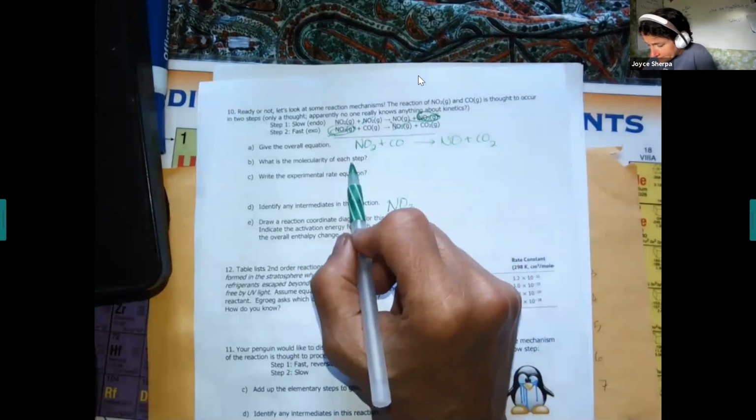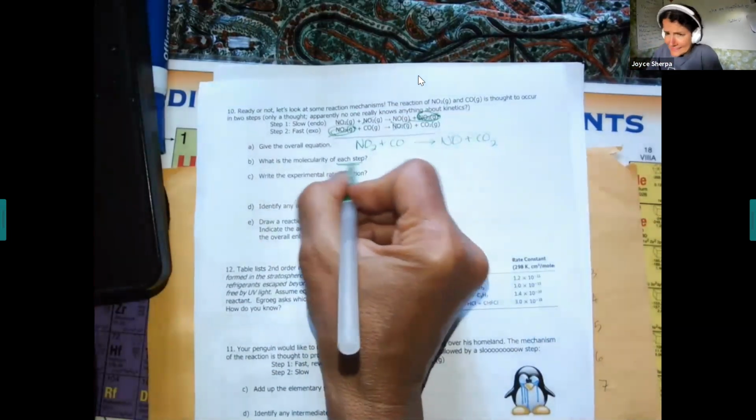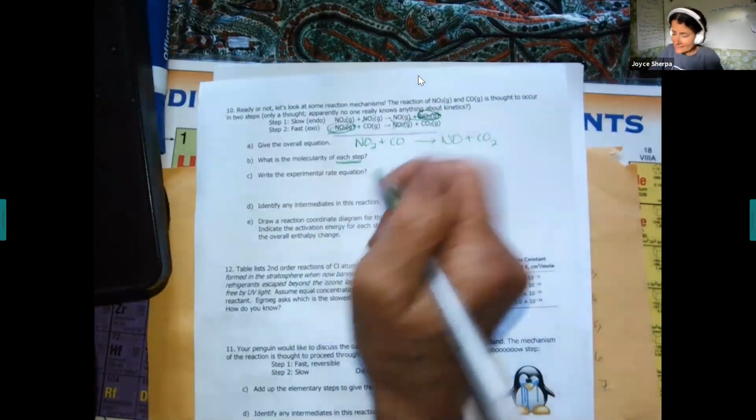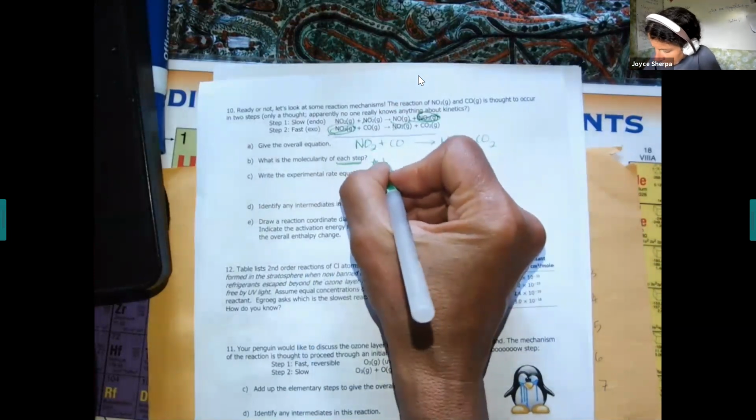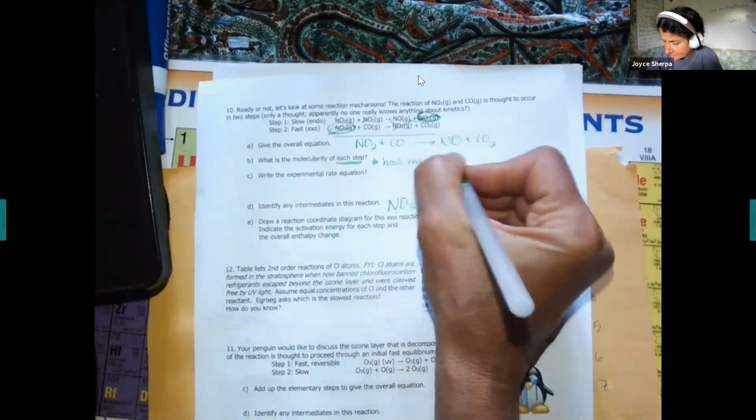The molecularity. So Christian, this is back to your question. I did ask here for each step, and this is how many collide. How many things collide is really what this is asking.